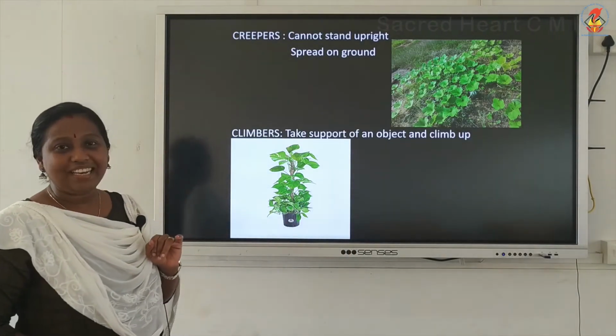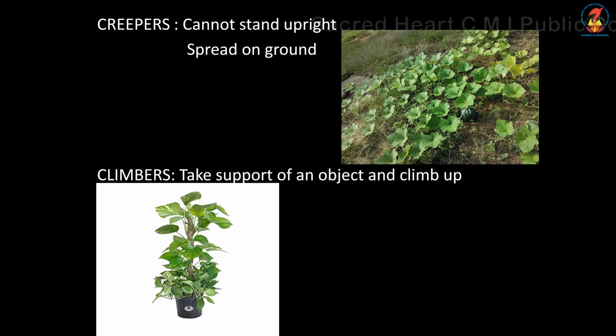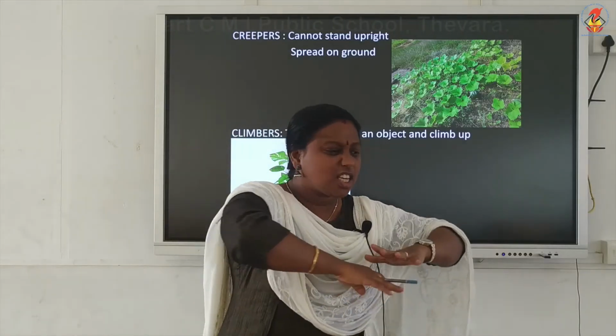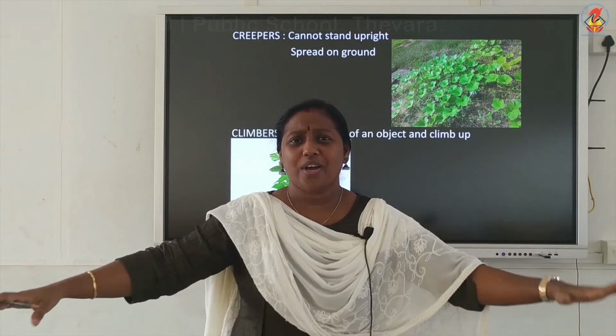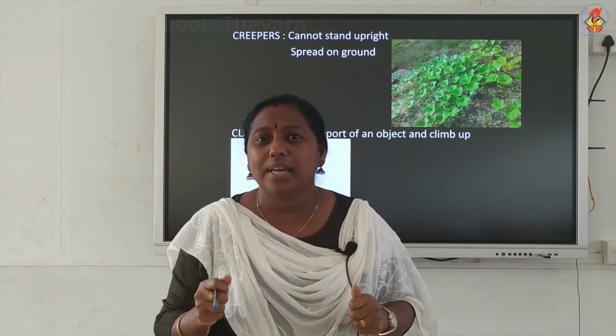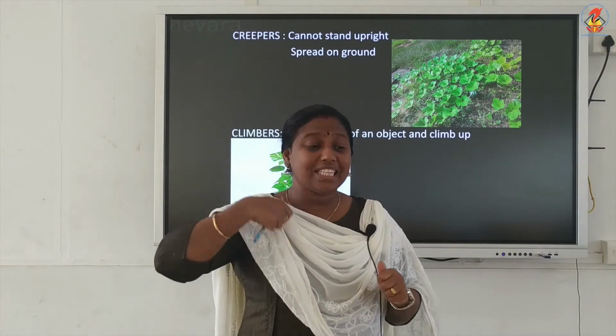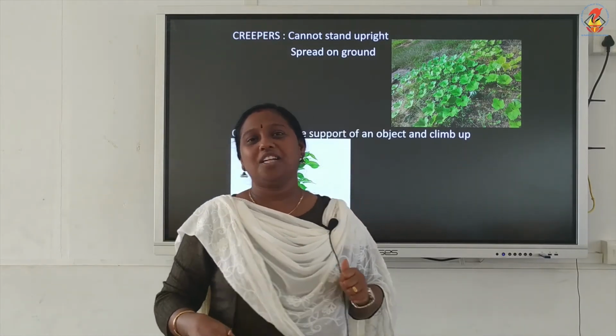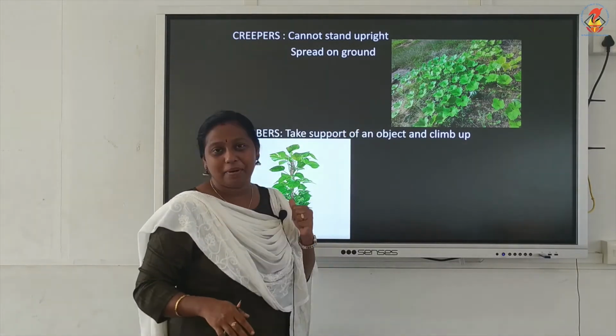Now see children, creepers and climbers. Creepers are plants, you have seen this, no? Pumpkin plant. You might have seen watermelon. These plants just crawl on the surface of the ground. They cannot stand upright. Their stem is very soft. They just crawl on the ground. Such plants you call as the creepers.